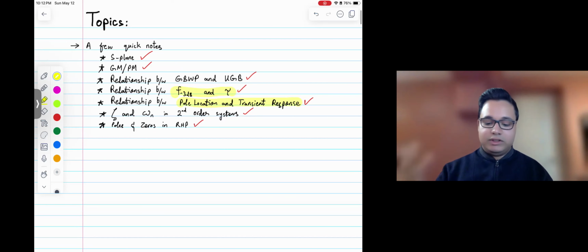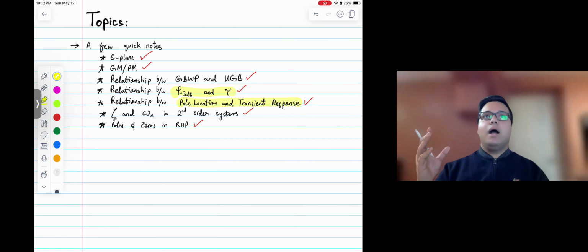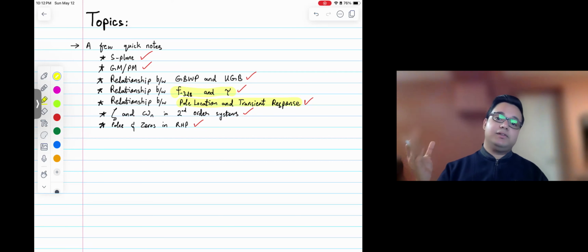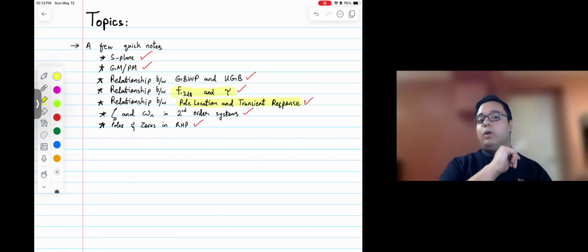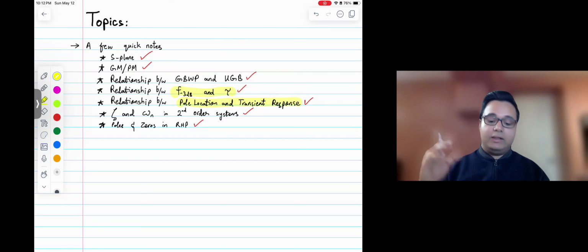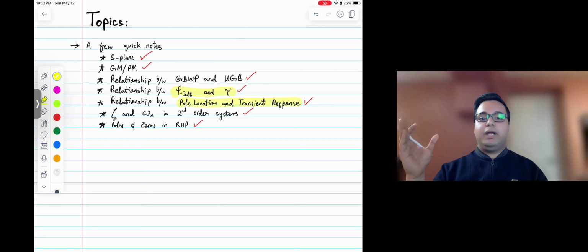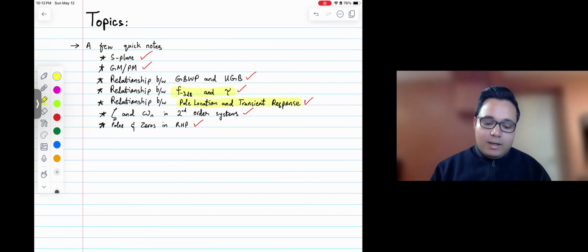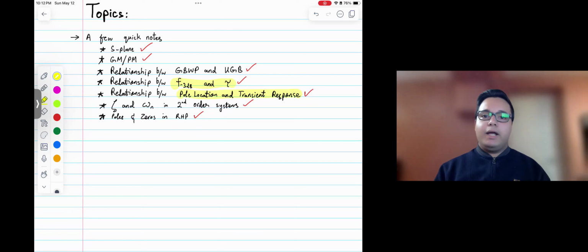And then we looked at the poles and zeros in the right-hand plane, and how, for example, a right-hand zero can reduce our phase, and so acts like a pole that's in the left-hand plane. And then we also looked at the pole in the right-hand plane, which actually acts like a zero in the left-hand plane.